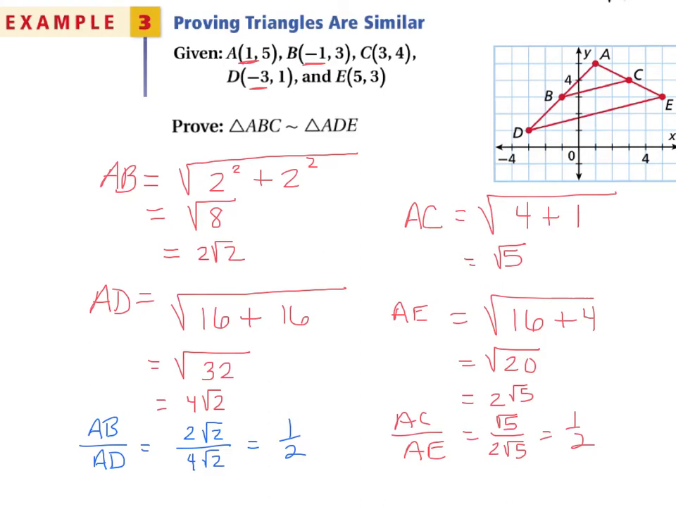Now you could follow this exact same pattern and find the third side ratios. But since we know that they share a common angle, which is angle A, we know angle A is congruent to itself because of the reflexive property. And therefore, these two triangles are similar because of side angle side similarity.